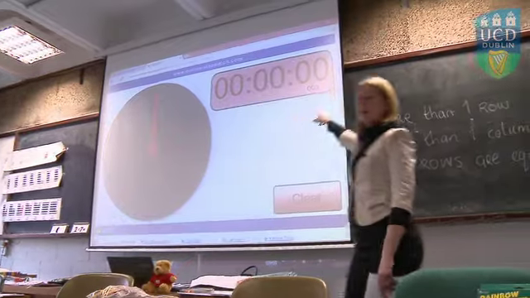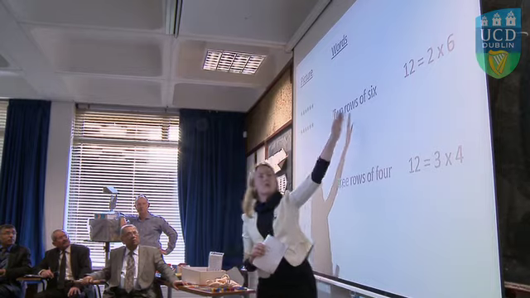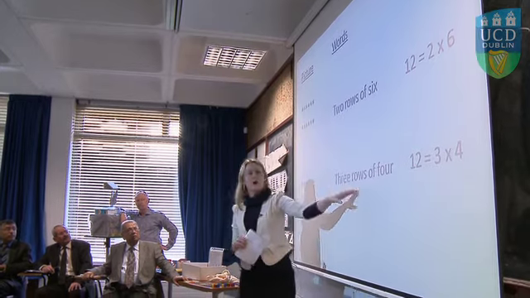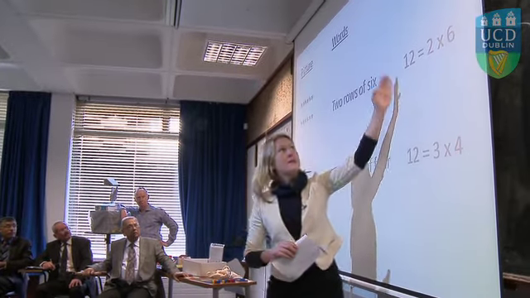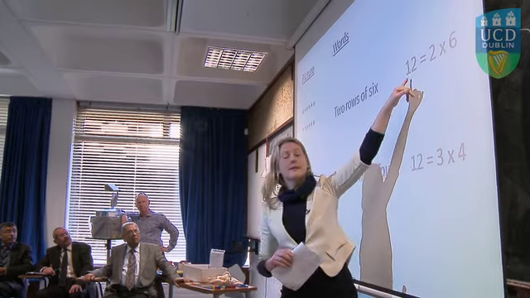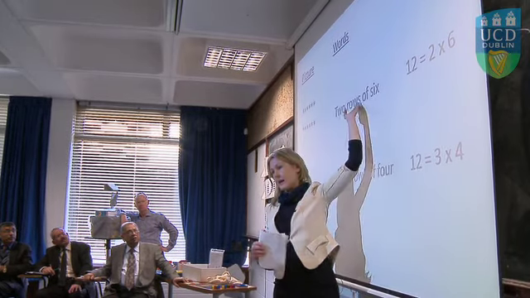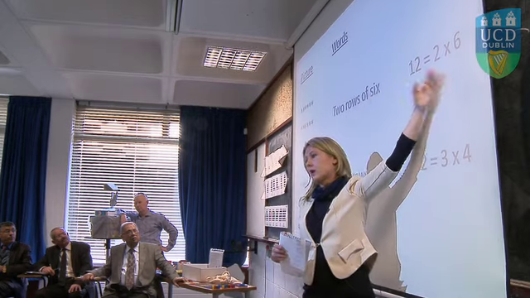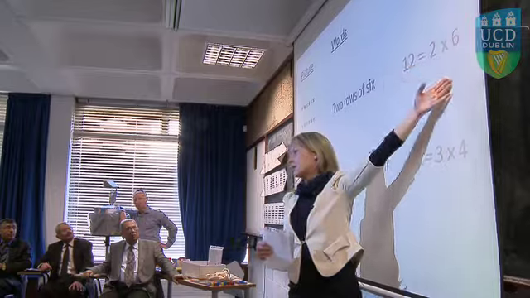Okay, everybody, our time is up. 2 rows of 6, 3 rows of 4. Vygotsky says use your language. The symbols in maths are getting kind of abstract. 12 equals 2 times 6 translates into maths language. From English language to maths language. From Arabic to maths language.